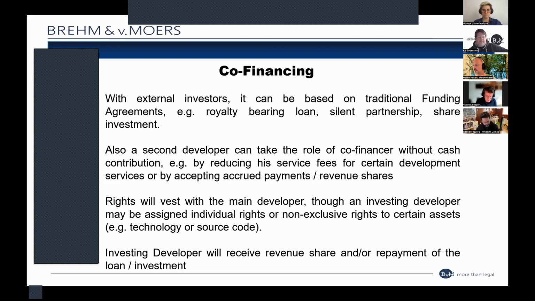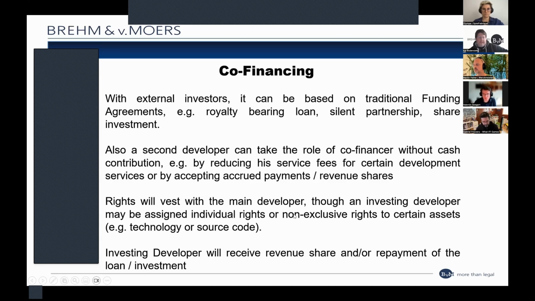As I said before, the core is that all rights vest with the main developer. They are in the center. So if one of the co-financiers actually quit the production, there is no problem as far as the rights are concerned, because the rights are still centered with one developer.